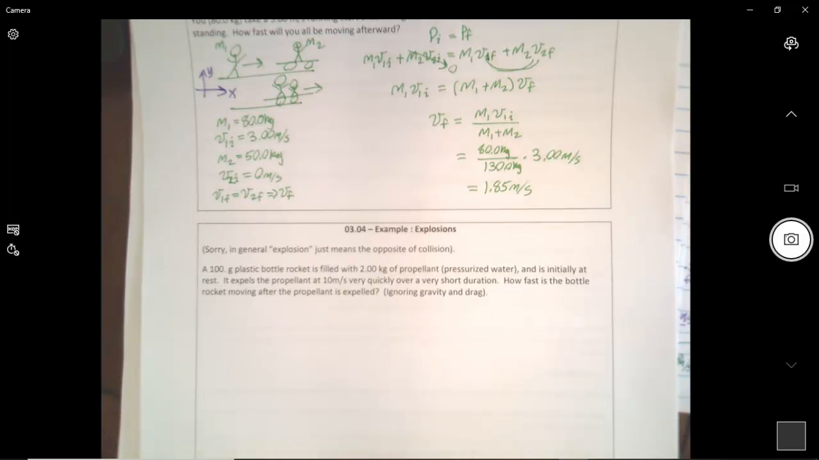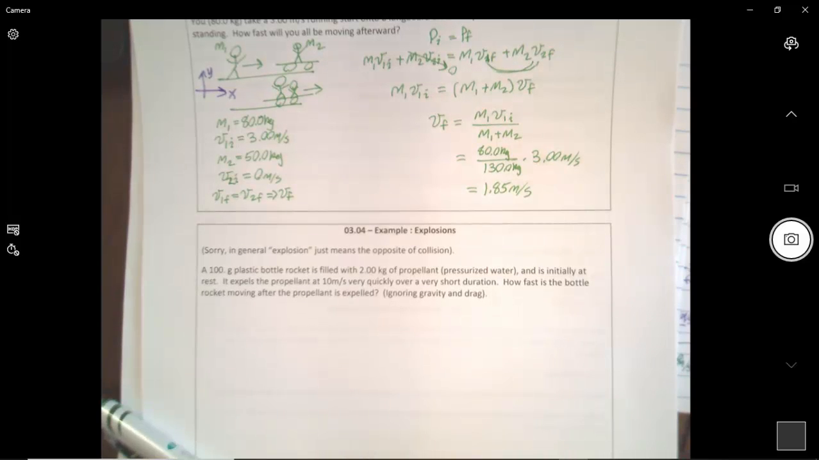And then we have an explosion. Now, an explosion technically just means when two or more objects come apart due to internal forces. So it could literally mean, boom, sparks, fire, etc., explosion. Or it could mean you have a spring separating two things that were stuck together with magnets or something, right? So it doesn't have to be explosions and fireworks, but sometimes it is.